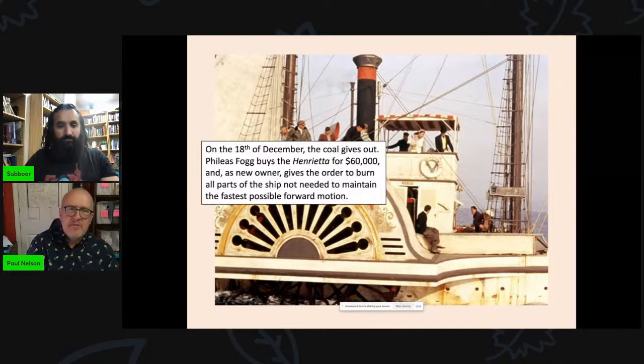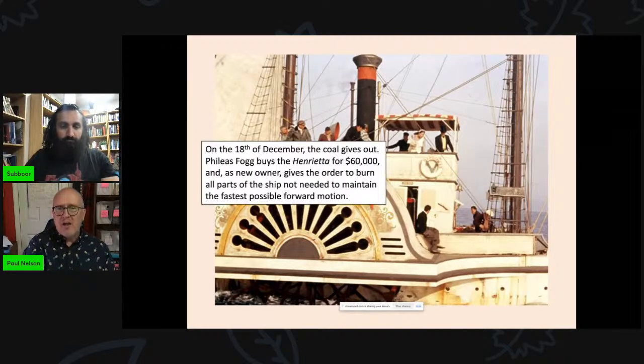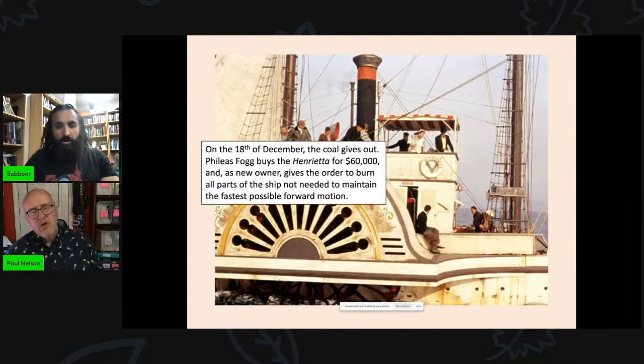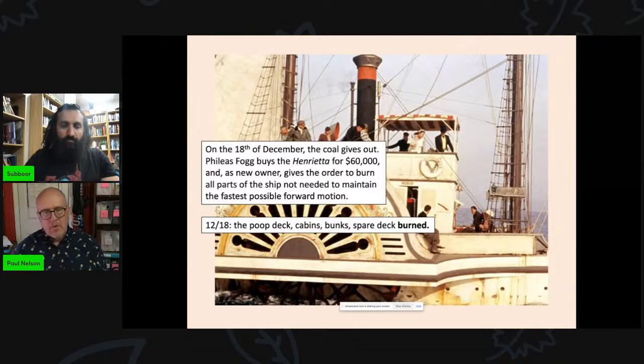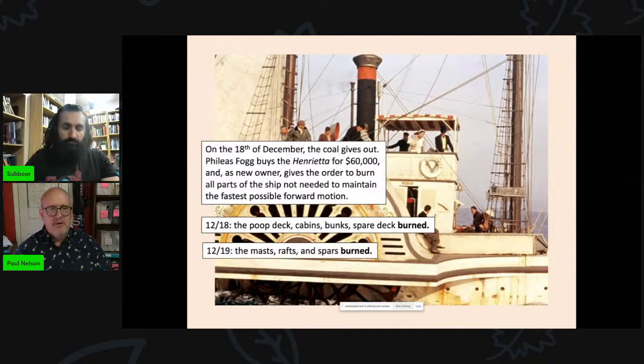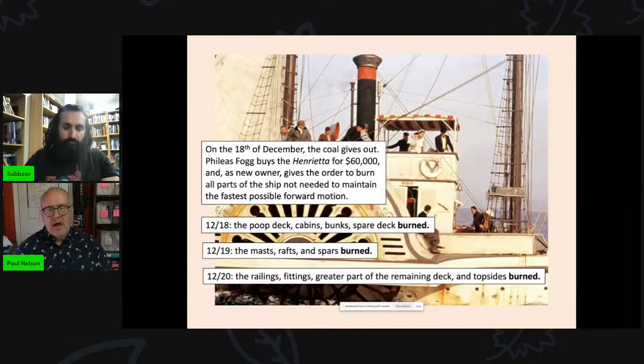All right. So on the 18th of December, the coal gives out to feed the boiler for the engine. So Fogg buys the Henrietta for $60,000 and gives an order to the crew to burn everything, every part of the ship not needed for the fastest possible forward motion. Okay, so on the 18th of December, the poop deck, cabins, bunks, spare deck are burned. On the 19th, the mast, rafts, and spars are burned. On the 20th, the railings, fittings, the greater part of the remaining deck, and the top sides are burned. He needs the fuel. It's quite dramatic in the film if you watch it.